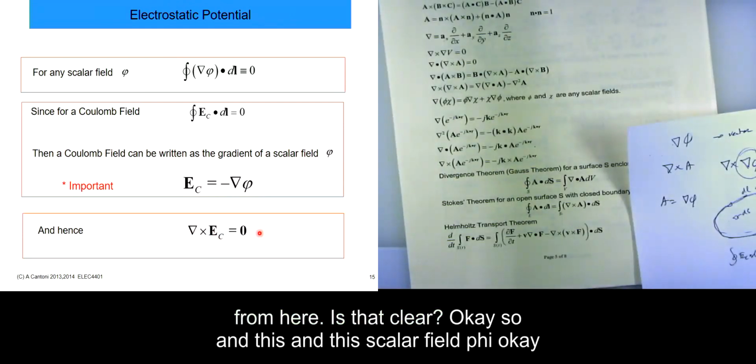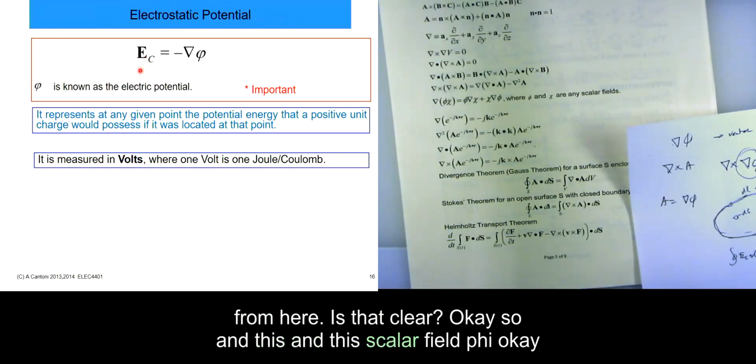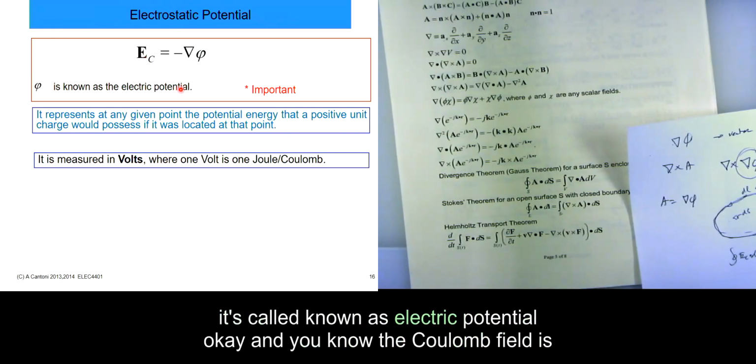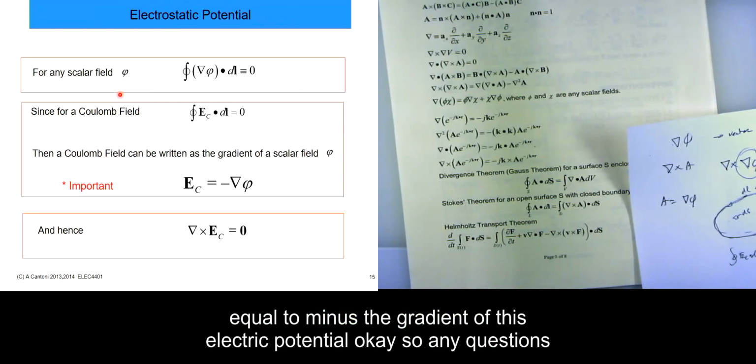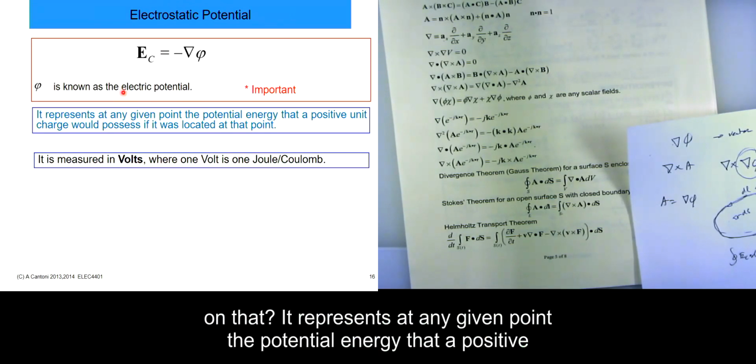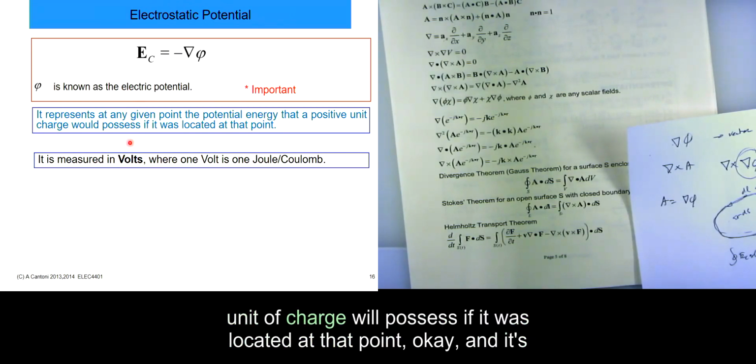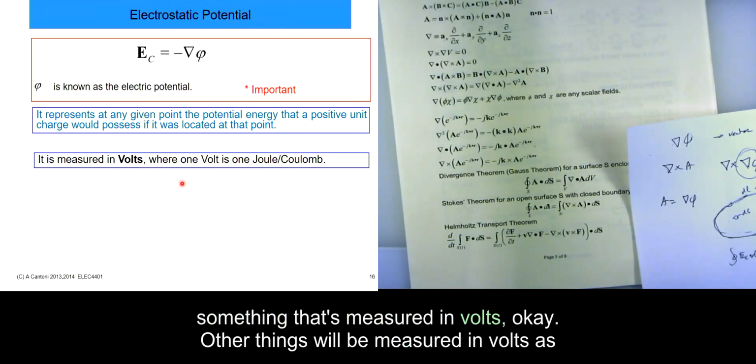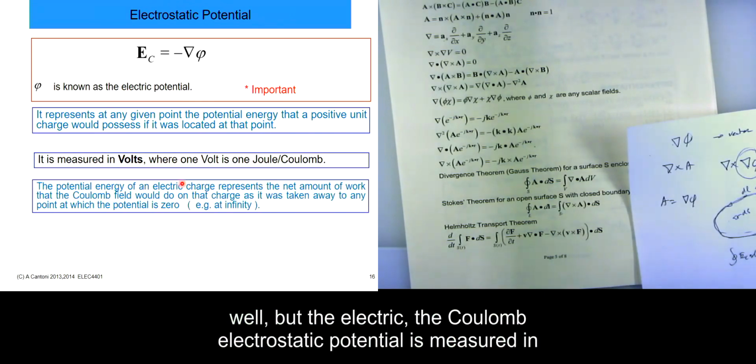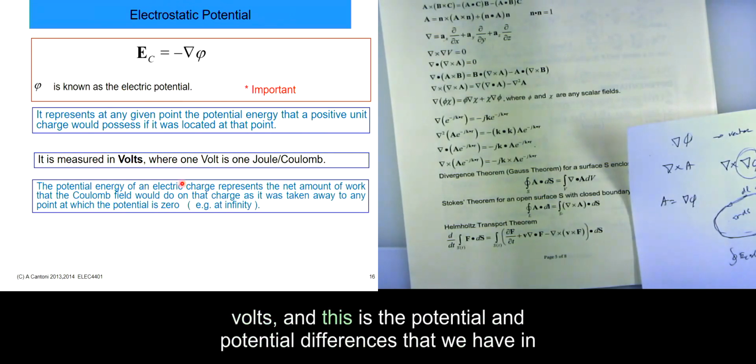Is that clear? Okay. This scalar field phi is known as the electric potential, and the Coulomb field is equal to minus the gradient of this electric potential, okay? So any questions on that? It represents at any given point the potential energy that a positive unit of charge would possess if it was located at that point, okay? It's measured in volts. Other things will be measured in volts as well, but the Coulomb or electrostatic potential is measured in volts, and these are the potentials and potential differences that we have in circuit theory, okay?